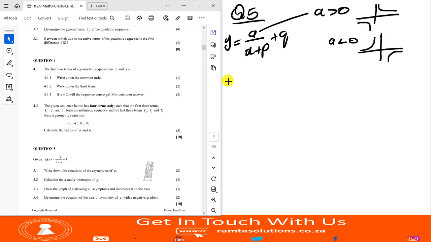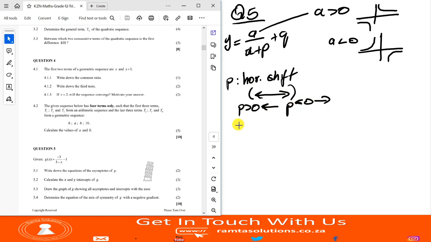Now let's talk about the p. This p represents what we call horizontal shift. By horizontal shift we mean it's concerned with movement left or right of the graph. If this p is positive, it will shift to the left. And if it is negative, it will shift to the right.